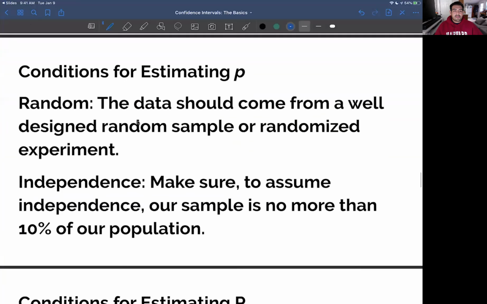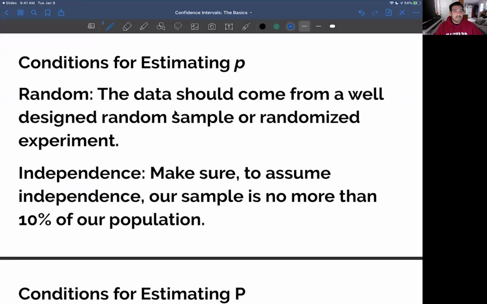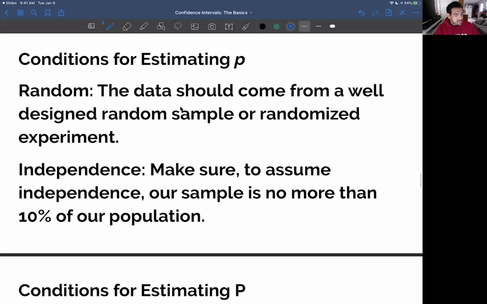So just to recap from our last video, when we're estimating a proportion, we are going to use a sampling distribution for a sample proportion. But there were some conditions that need to be met in order for us to actually use that sampling distribution. Whenever we want to construct a confidence interval for a population proportion, we need to make sure that those conditions are still met.